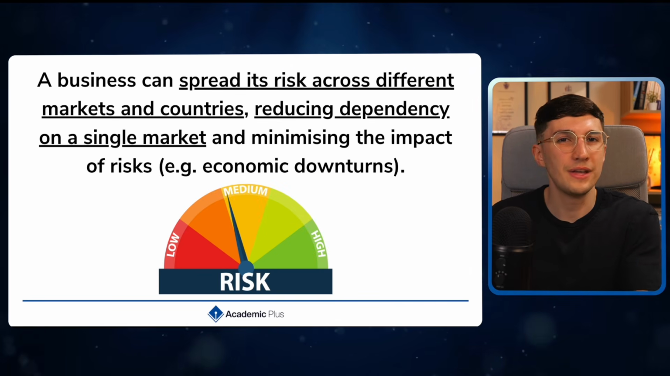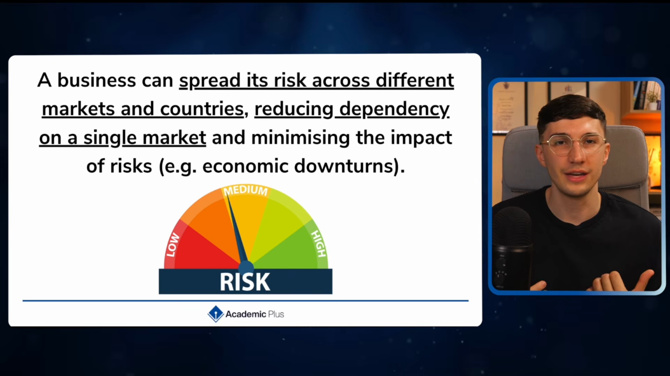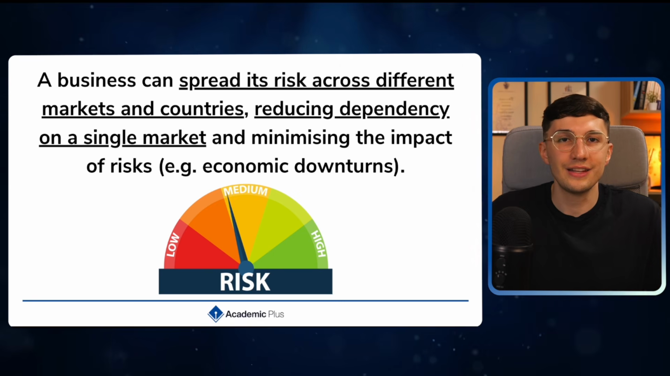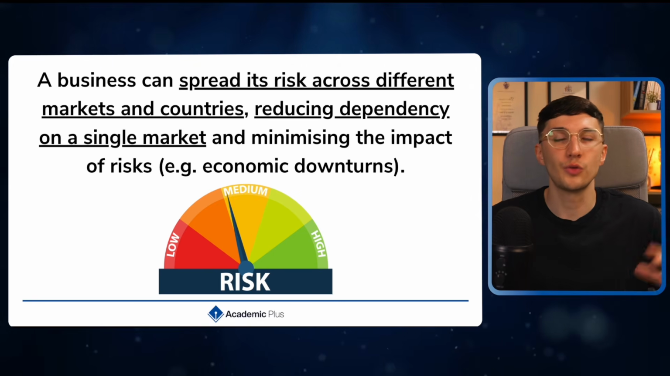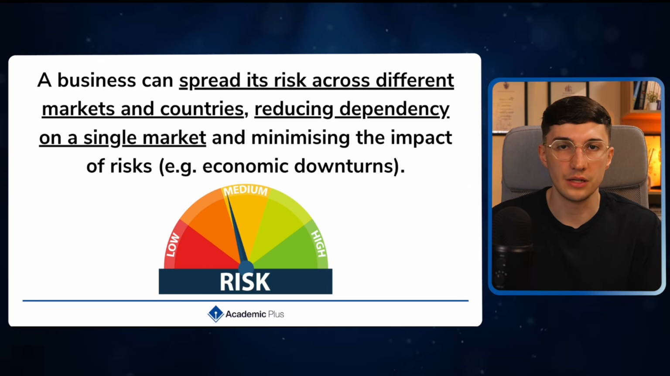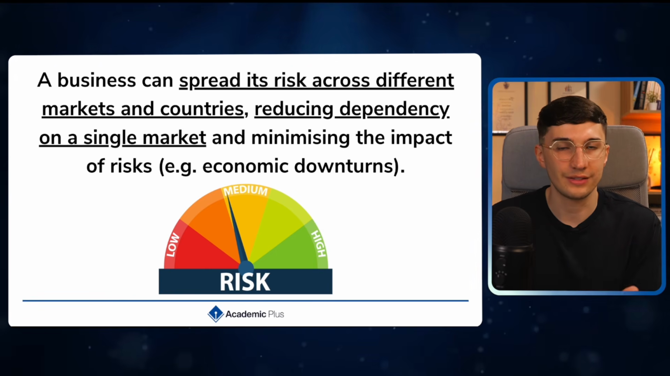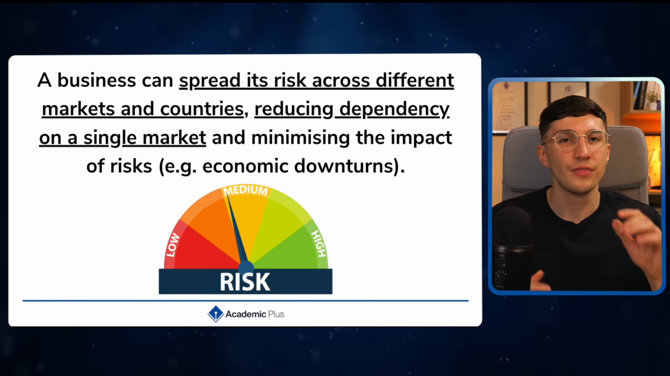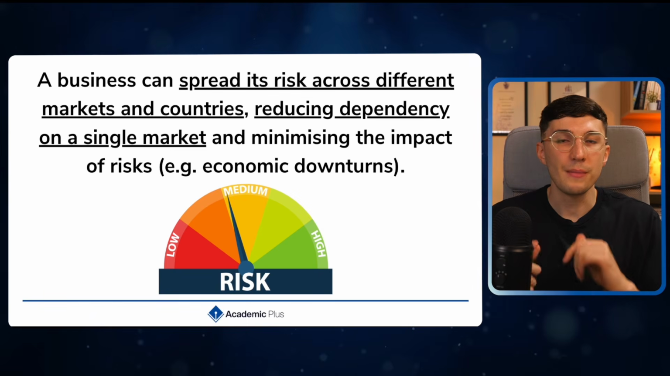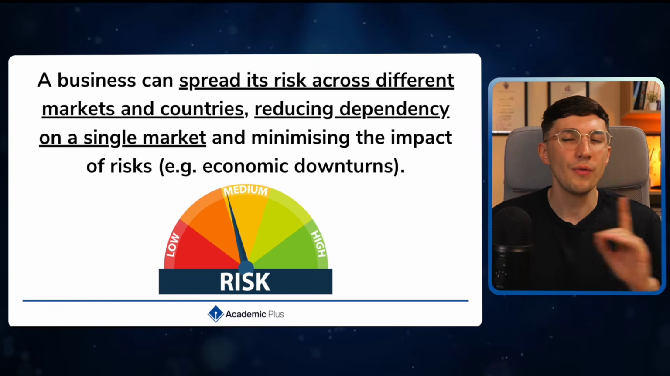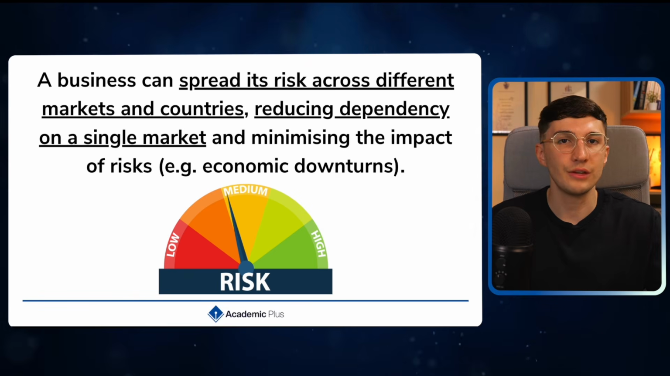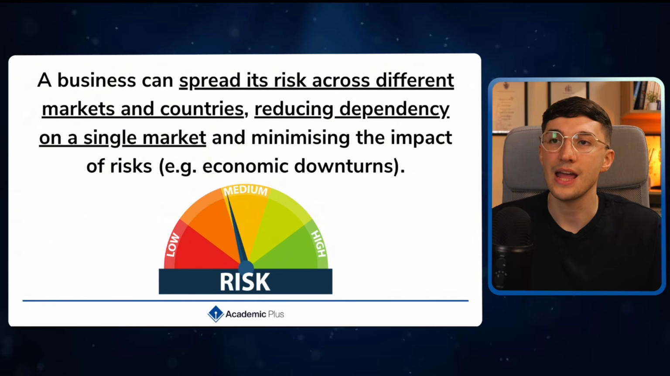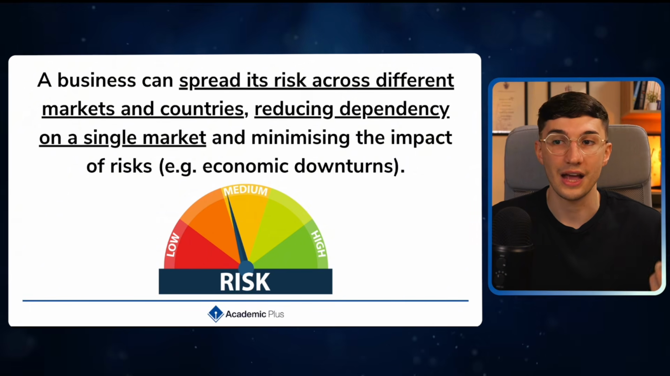And another reason why that business might be pulled into those international markets is because it helps that business spread their risk across different markets or countries. Because let's say, for example, within the UK, we go into an economic recession. Level of consumer spending goes down. There's not a lot of business growth activities or opportunities for us. Now, if I was only operating in the UK, that's going to massively impact my business. But if I am operating in those different markets and countries, well, that's not going to impact me as much because I've got different income streams. So it reduces the dependency on a single market, once again, minimizing the impacts of risks such as economic downturns.